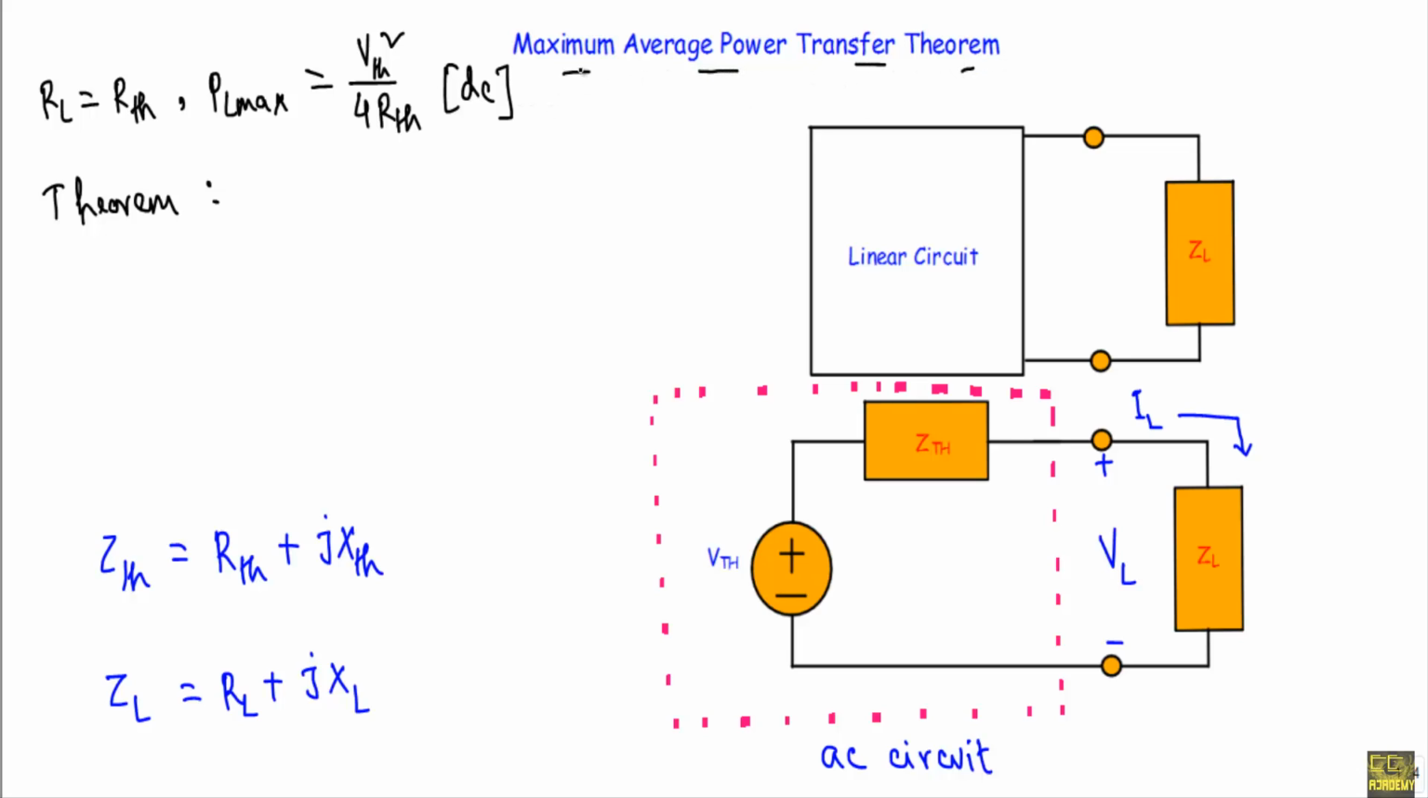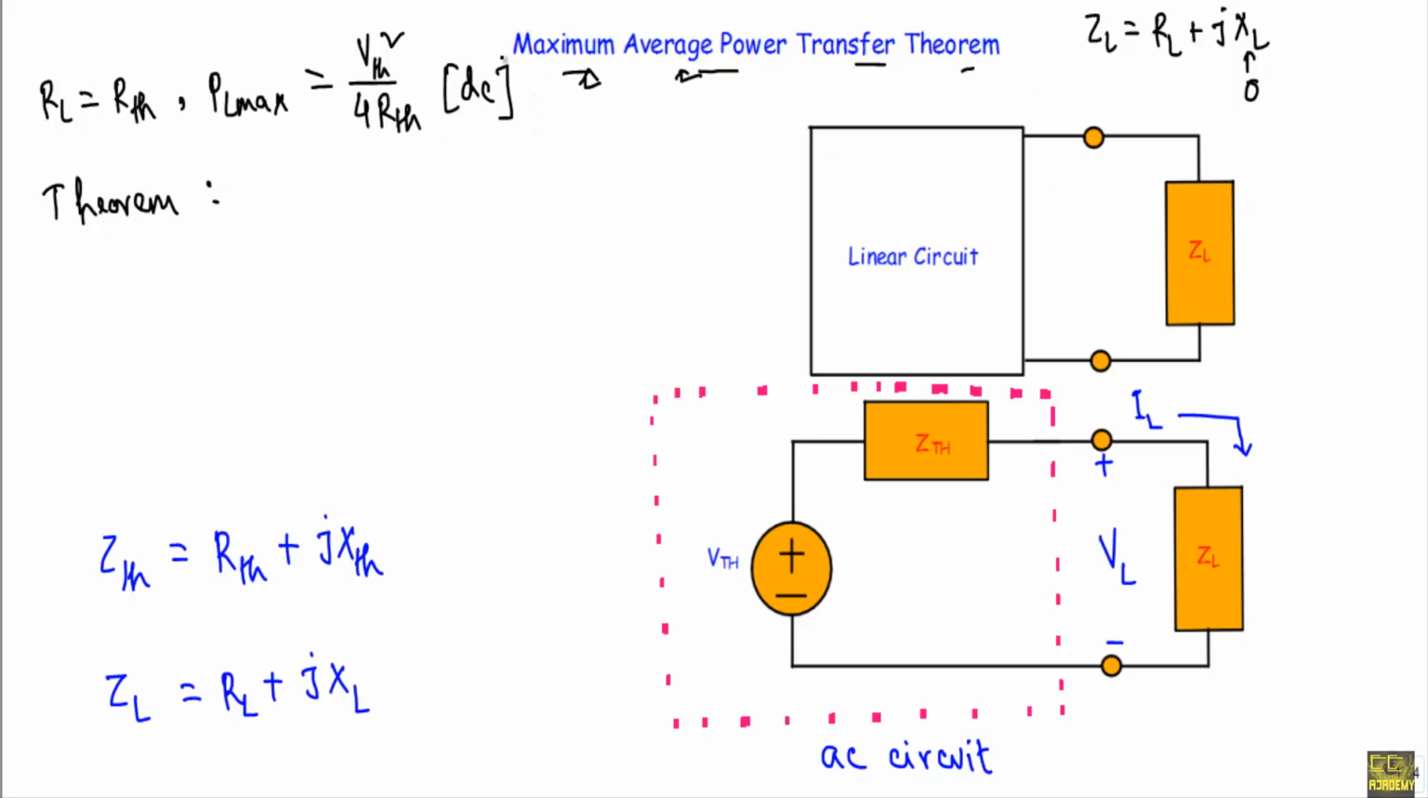But in case of AC circuit, the theorem is maximum average power transfer theorem, because the load impedance will have both real and imaginary part, and we know that the reactive part does not absorb any power, rather it stores power, and that reactive power flows back and forth to the circuit, so that over a full cycle the average power consumed by the reactive part is equal to 0. Therefore, this theorem is maximum average power transfer theorem.